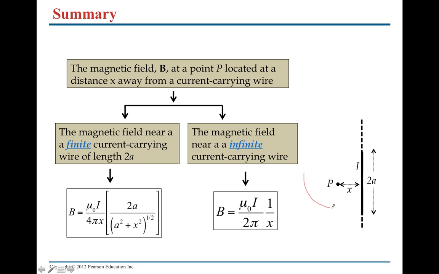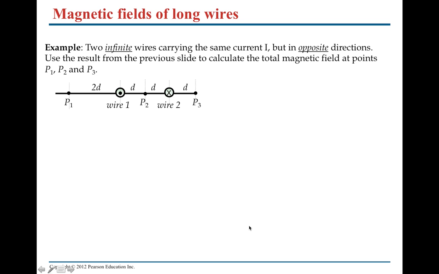As you get away from the wire, this is the magnetic field B, right? And this is R or X. So as you get away from X this way or this way, the magnetic field comes down as 1 over X. Okay? So this is a very important summary, and I think I mentioned this several times. This is a very important formula, and we will use it a lot.